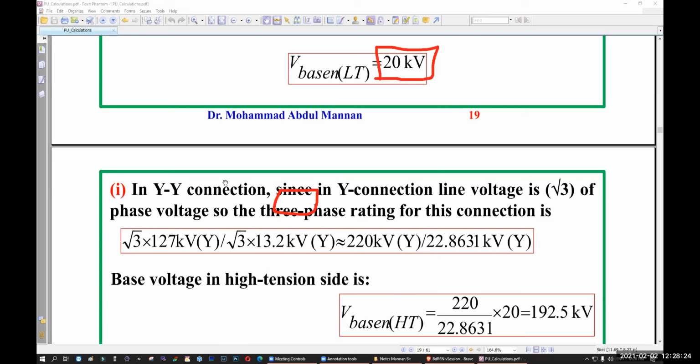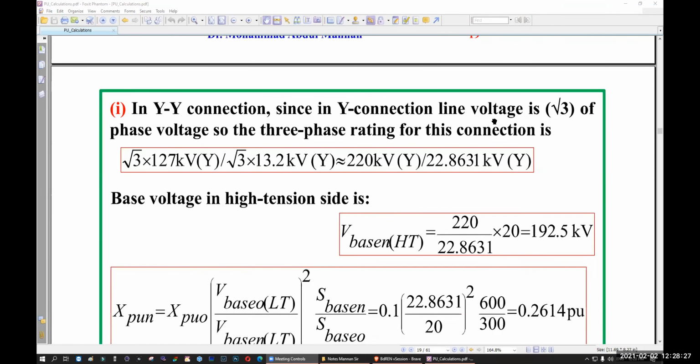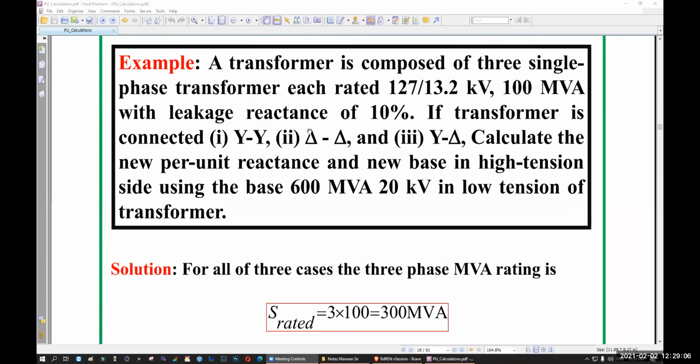Now for the YY connection, since in the Y connection the line voltage is √3 of the phase voltage, the three-phase rating of the connection is √3 into 127 kV, that is for Y, divided by √3 into 13.2 kV, that is Y, so 220 kV Y by 22.8631 kV Y. You got the voltage rating because both of them are YY.